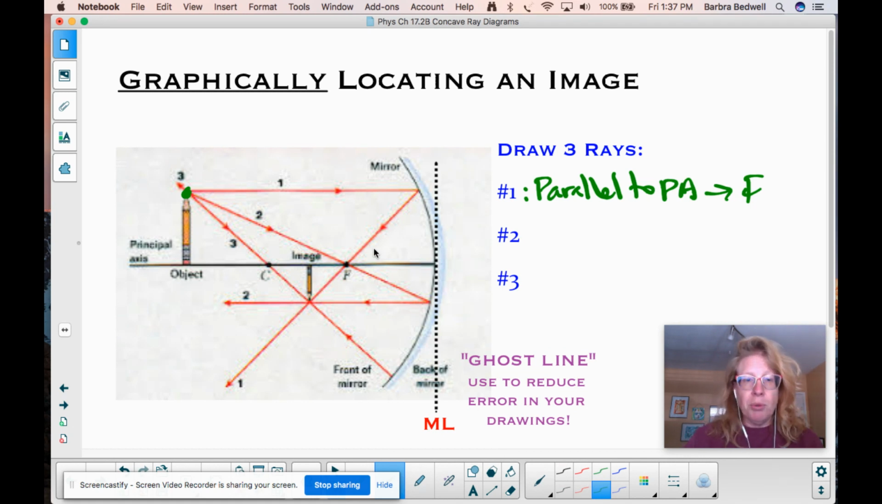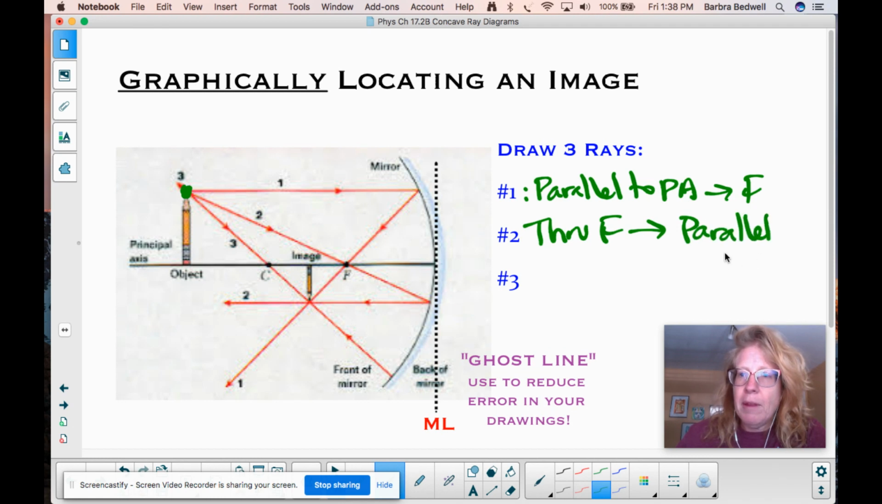Okay, ray number 2 is the reverse of that. So ray number 2 starts at the same spot. Now it's going to go through F, and instead it'll bounce back flat. Again, anyone that comes in parallel will go through F. The reverse is also true. If it comes in through F, it'll go back flat out. And so you can see where that one comes down. Again, you line it up from the tip of your object through F, extend it all the way to the mirror line here, and then reflect it backwards. So this one is through F and then back parallel to PA.